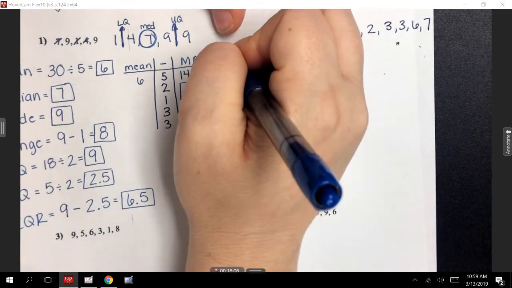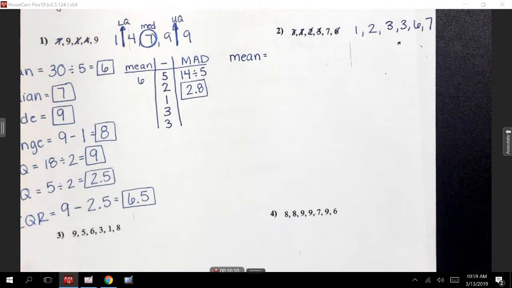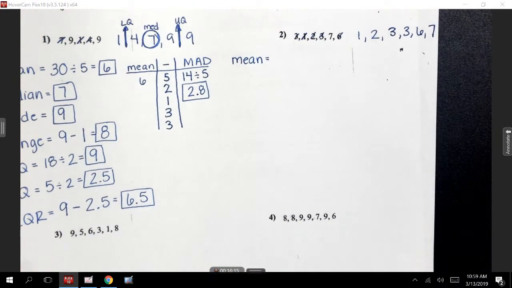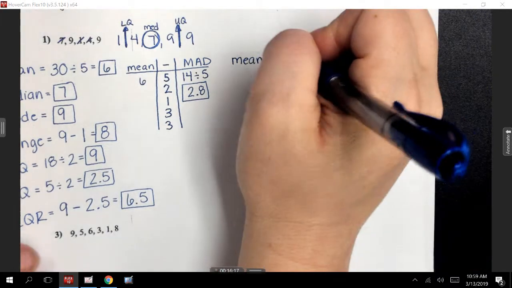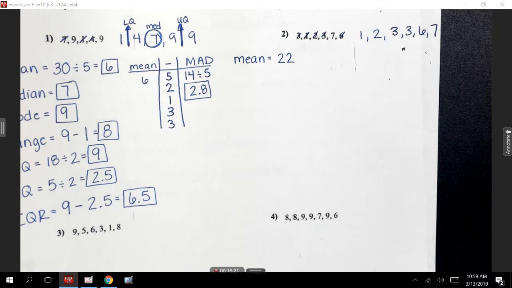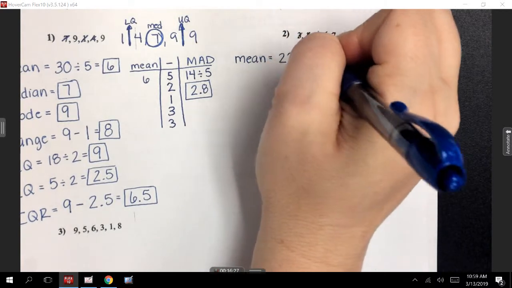All right, so the first thing I'm going to do again is the mean. All right, what do I have to do to find the mean? Truett. Add them all up. Add them up. What do I get when I add them up? 22. And then after I add them up, what do I need to do? Jason? Divide by 6. Awesome job.